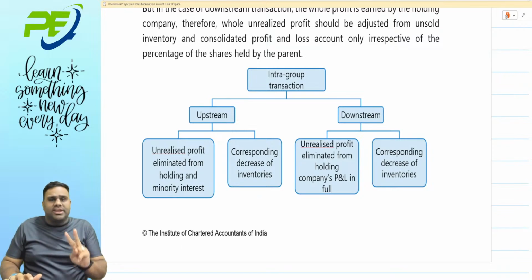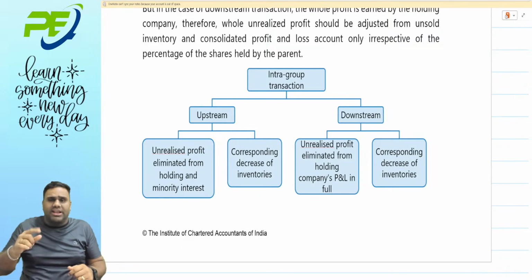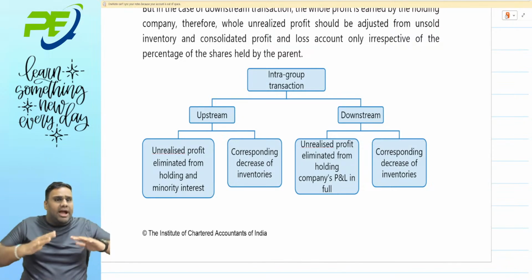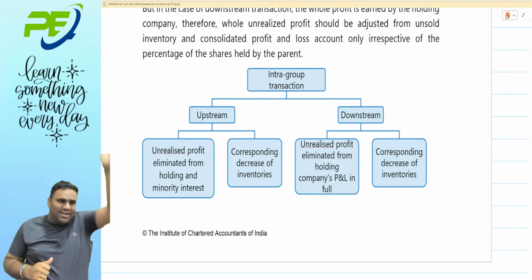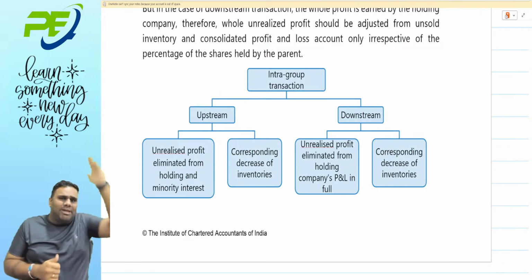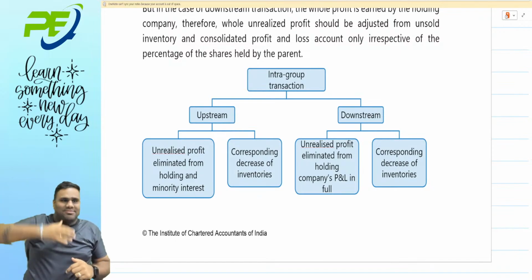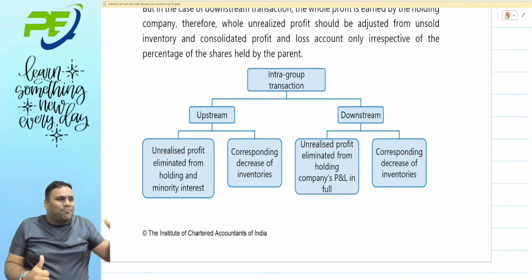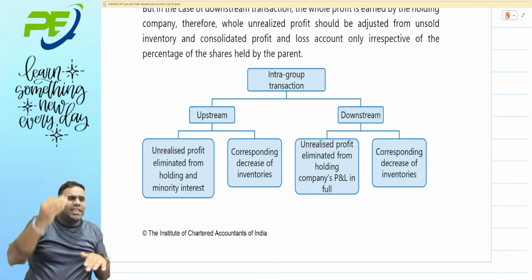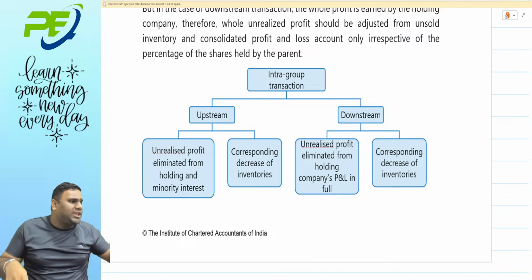Now here you need to understand there are two types of transaction. One is upstream, one is downstream. Upstream means up, like this, everyone. So the subsidiary is selling goods to holding. Upstream means it is going in an upward direction. Downstream means holding is selling goods to the subsidiary.